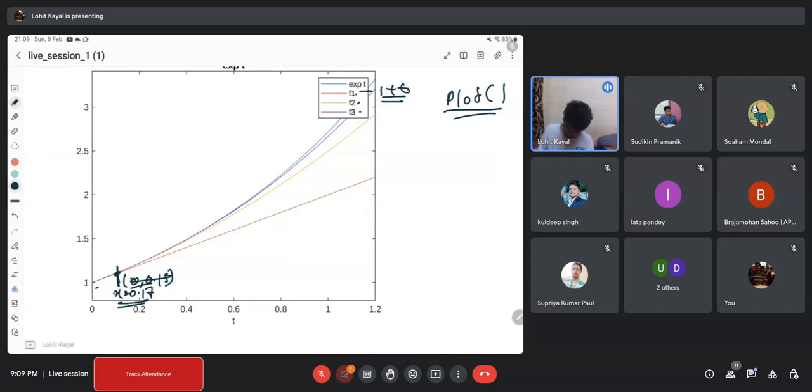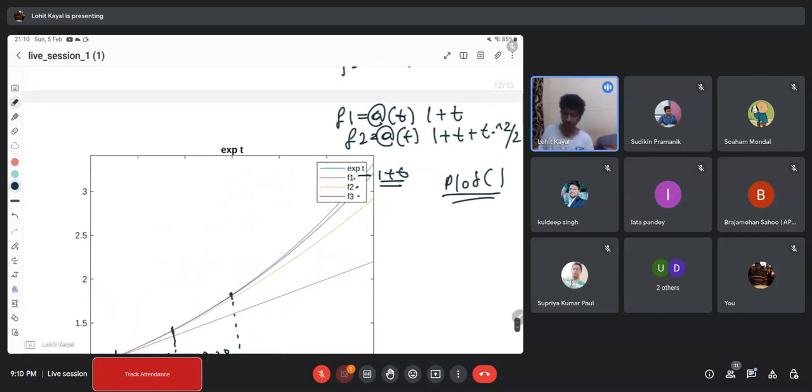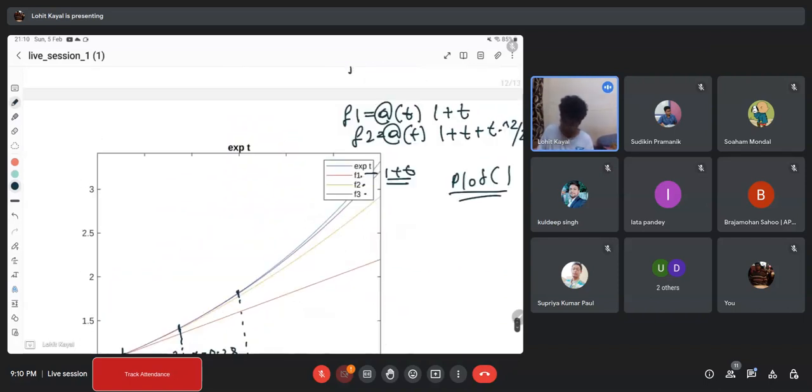Then up to some point, f2 is agreeing with exponential of t. Again, if you move your cursor over this plot, you will be able to see this point. This is probably at 0.38. Then up to this point, f3 is working fine. This is maybe at 0.62, and after that exponential t is exponentially deviating from f3 as well. So this is a good exercise. You can always try that and play with it.